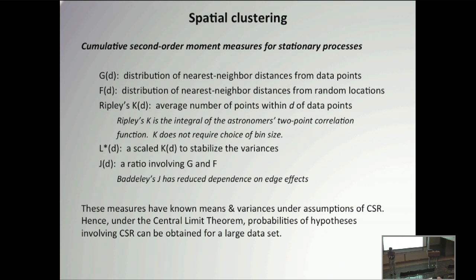When you get near the edge of a point process, your statistics are affected, because you go over the edge. So this particular Baddeley's J, by Lieshout and Baddeley, has reduced edge effects. And so it's really bizarre.